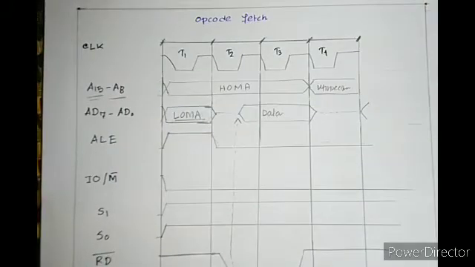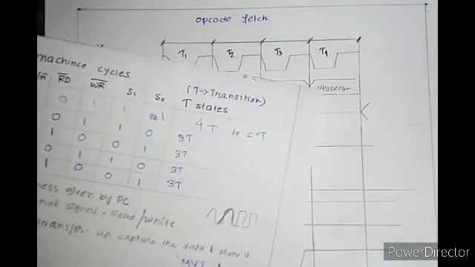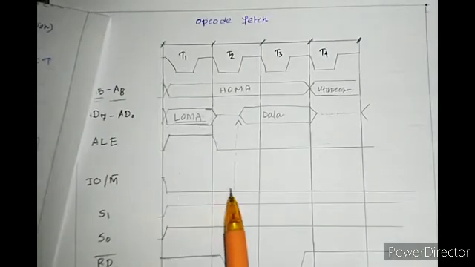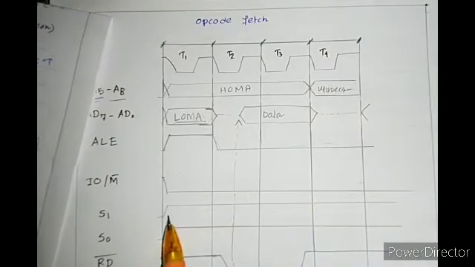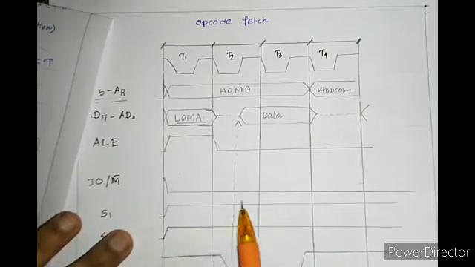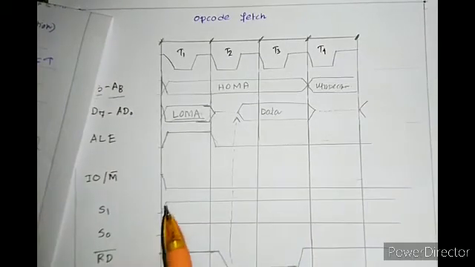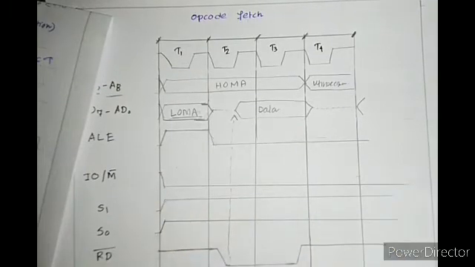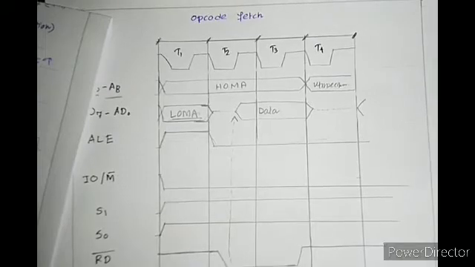Now opcode fetch is a memory operation, so this goes low. If it were an input operation, this would go high. Sorry, for S1 and S0 in opcode fetch both are high, which is why it is high. And then RD bar is 0.